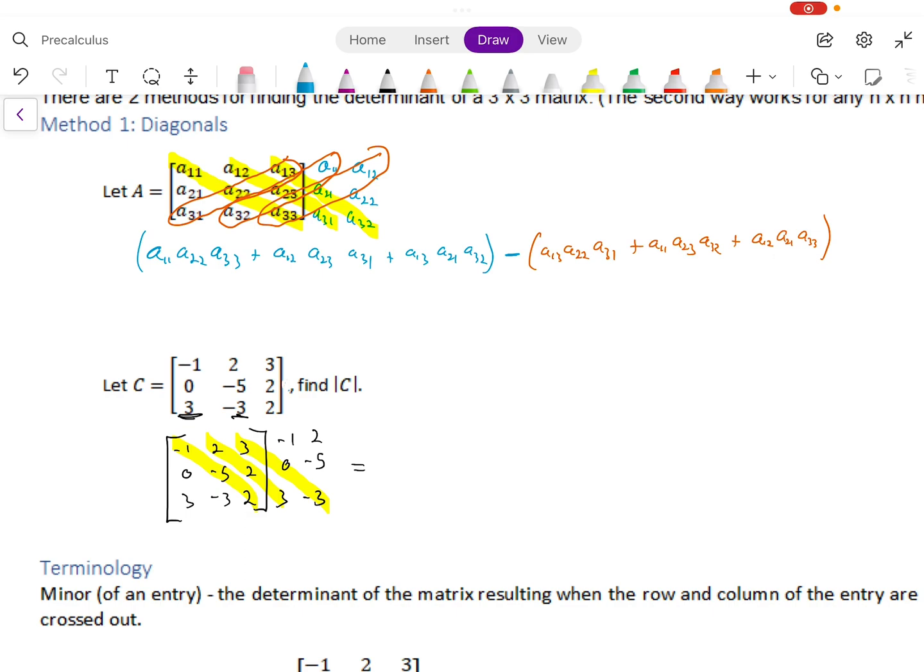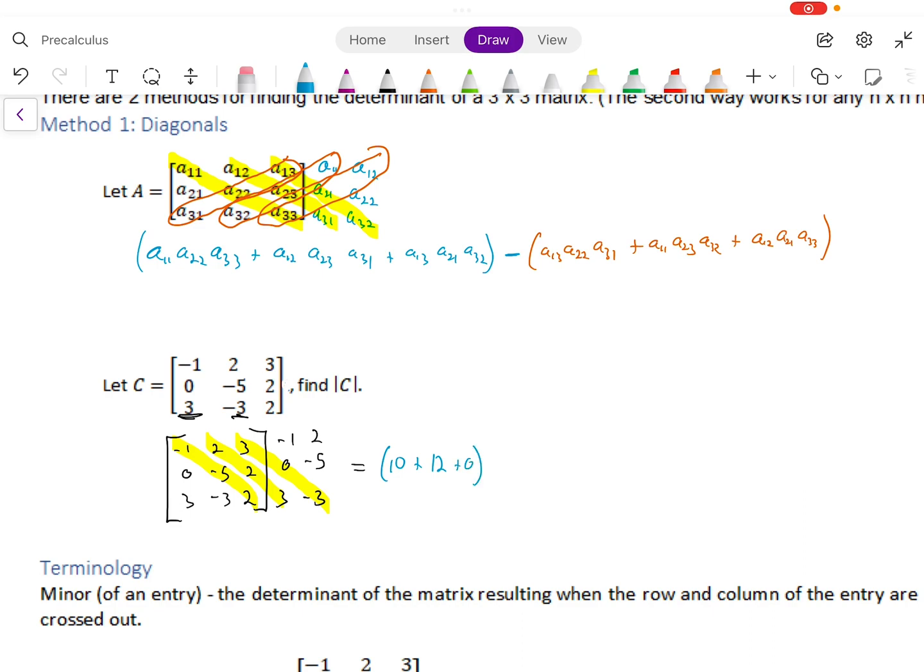I'm going to do the products. I'm not going to write it all out. A lot of the times we can do this in our head. So we have negative 1 times negative 5 times 2. That's 10. And then we have 2 times 3 times 2. That's 12. And then we have 3 times 0 times negative 3, which is 0.